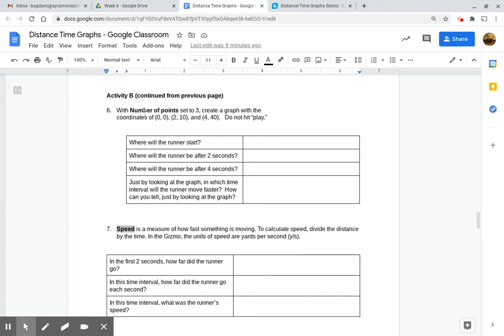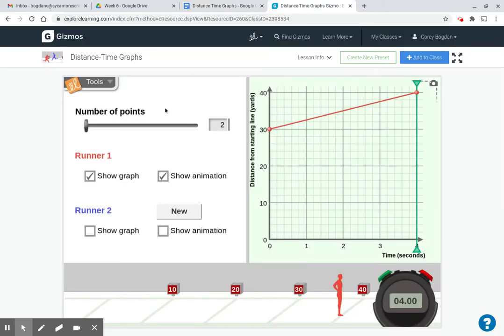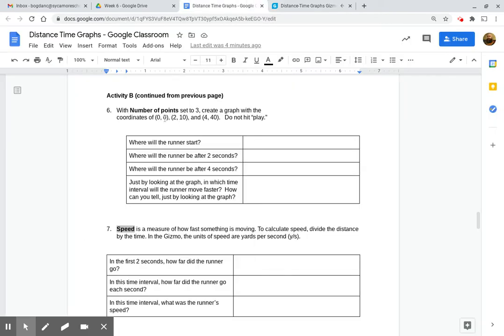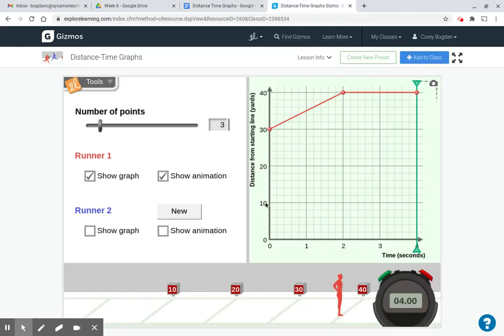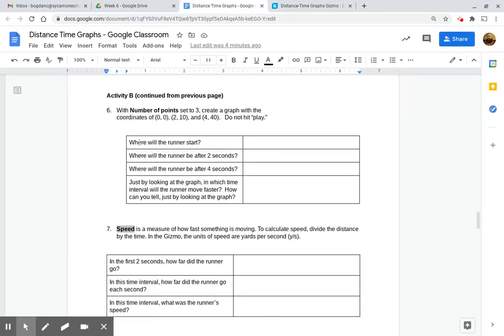For this one, with the number of points set to 3, let's go ahead and do that now. I need points of 0, 0, 210, and 440. So 0, 0, 210, and 440. Okay, good. We have to be very careful about what we're being asked here. Where will the runners start? Well, I can tell you at 0 seconds, they're at the 0 yard line. So all I have to do is just type in 0 yard line.